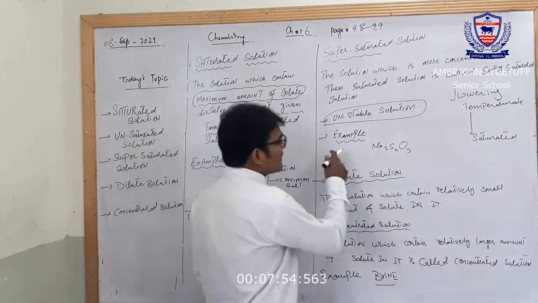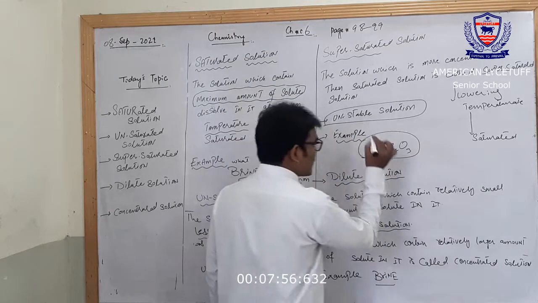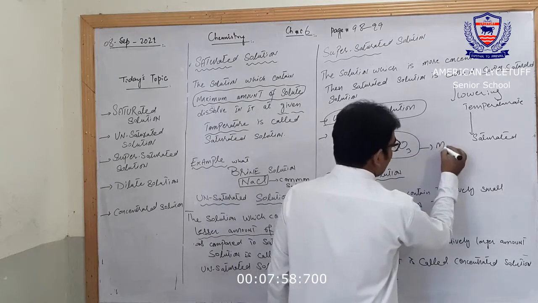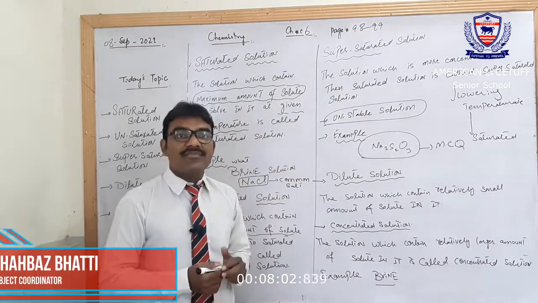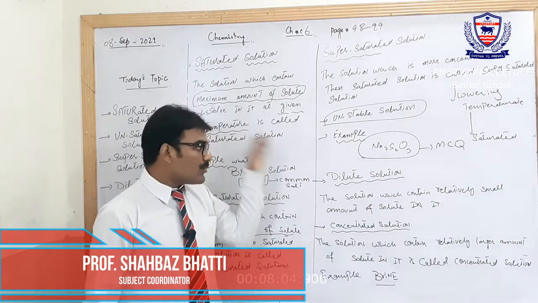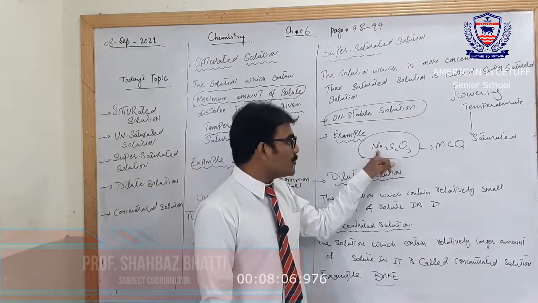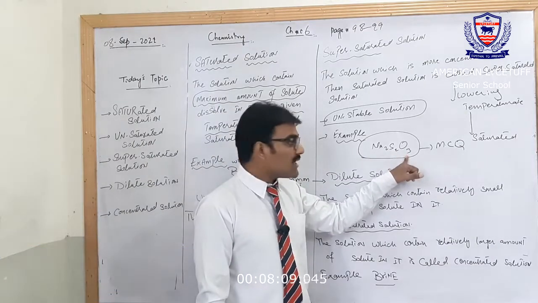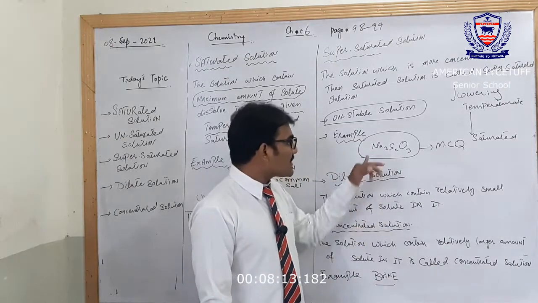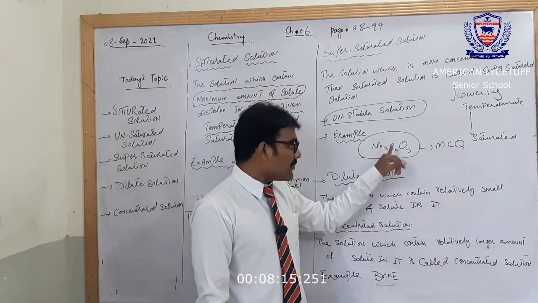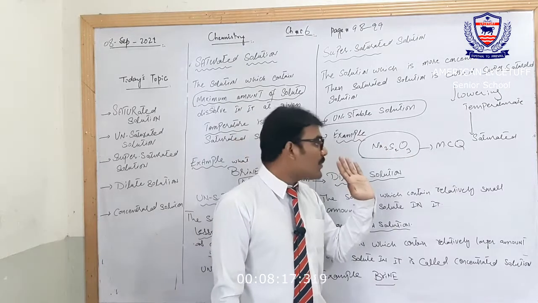An example of supersaturated solution is sodium thiosulfate, again an MCQ. What is the formula of sodium thiosulfate? The formula of sodium thiosulfate is Na2S2O3. Sodium thiosulfate is a compound which contains 2 atoms of sodium, 2 atoms of sulfur, and 3 atoms of oxygen in it.